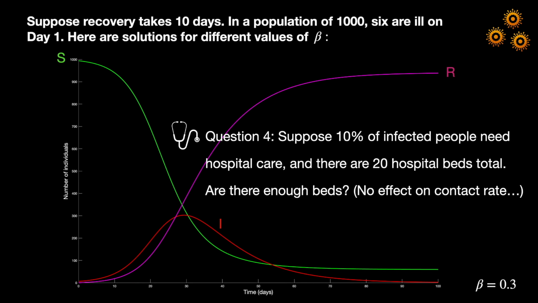Okay, see if you can answer this question based on this graph. What I would do is look at the maximum number of people who are infected at any one time. Based on the graph, that's about 300, a little over that. 10% of that is 30. 30 is greater than 20. So, what we would conclude is around the peak of this epidemic, there were not enough hospital beds. So, if you were modeling this on day one, you might want to tell this population that they need to implement social distancing.